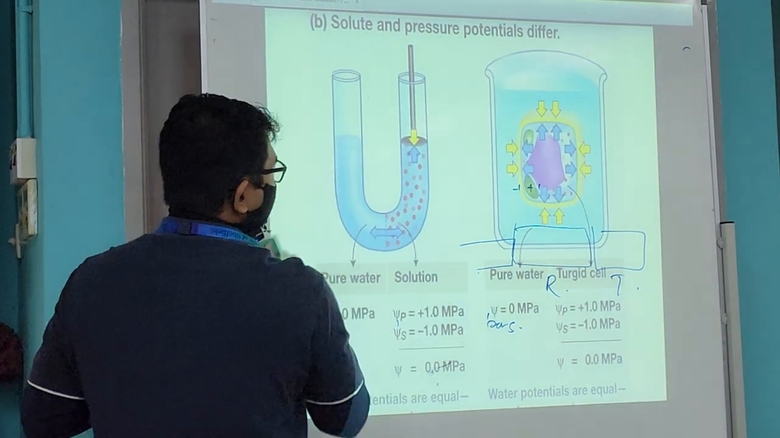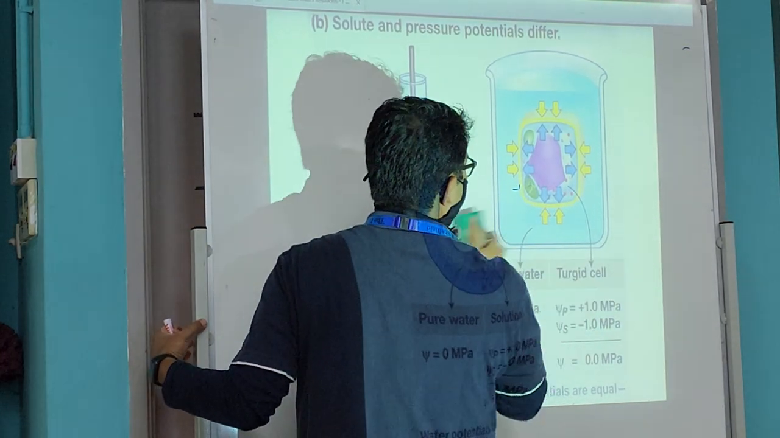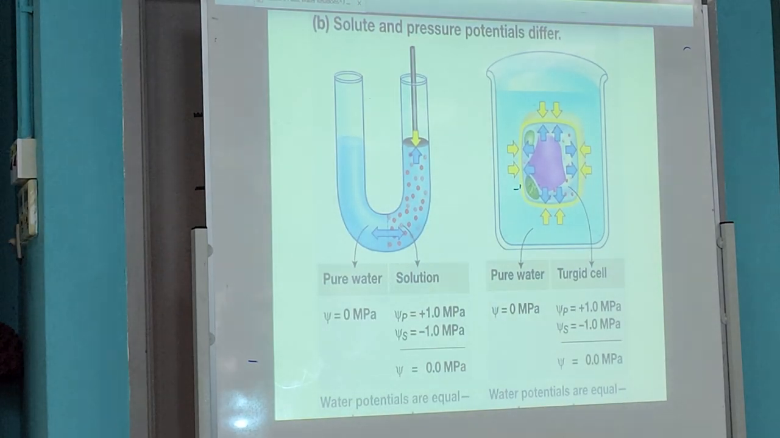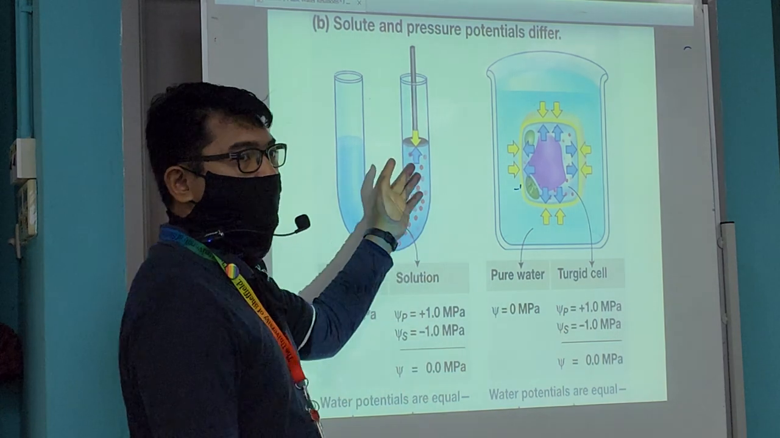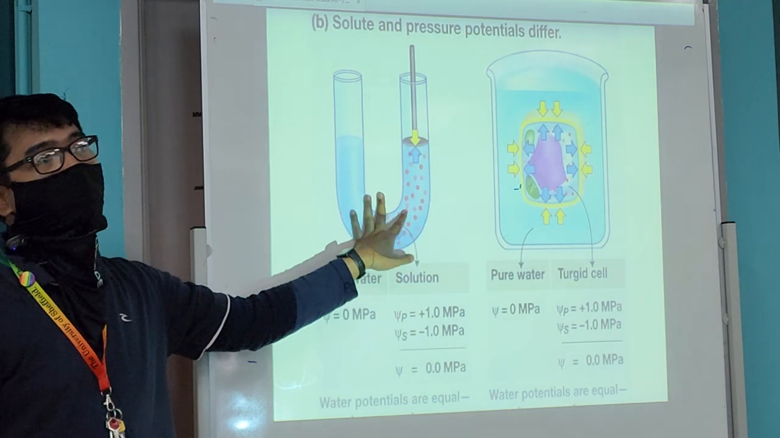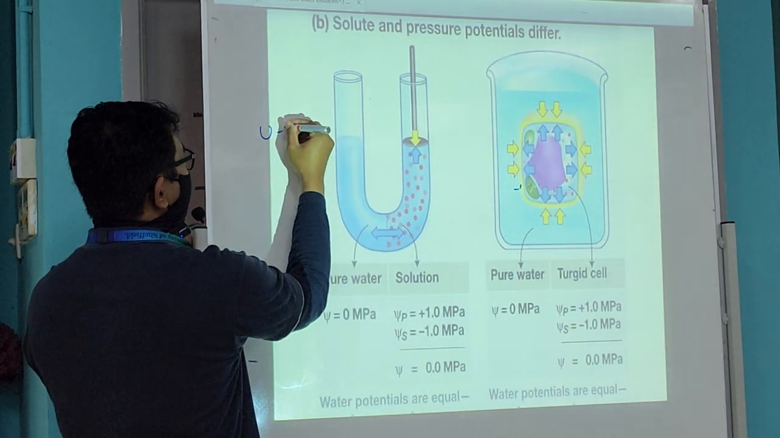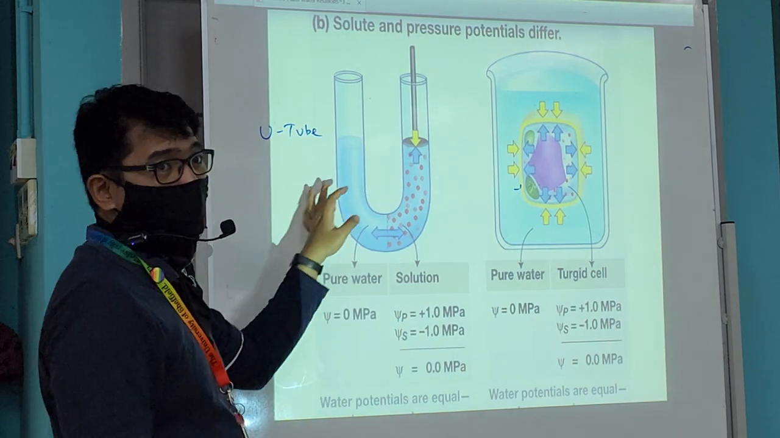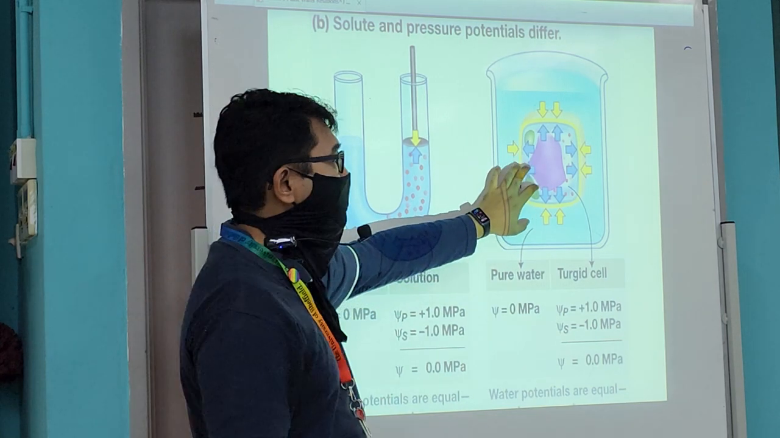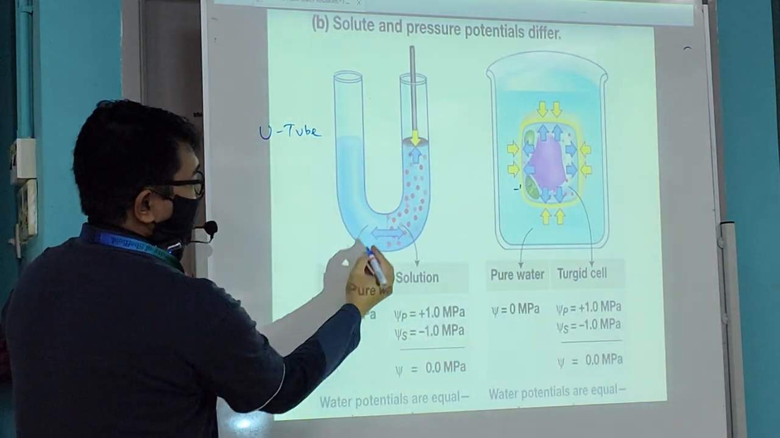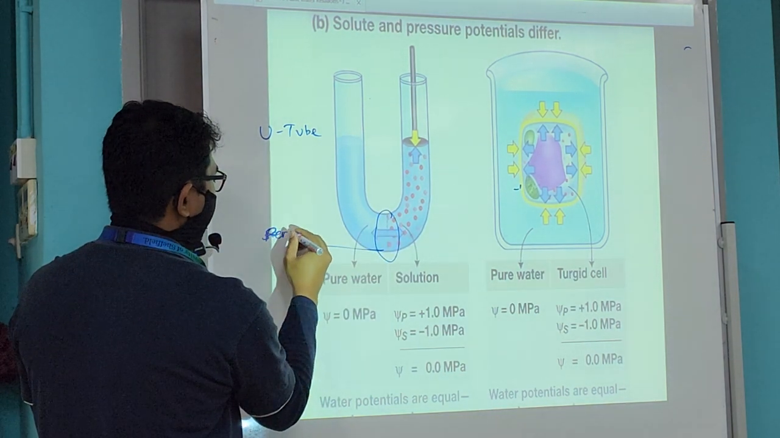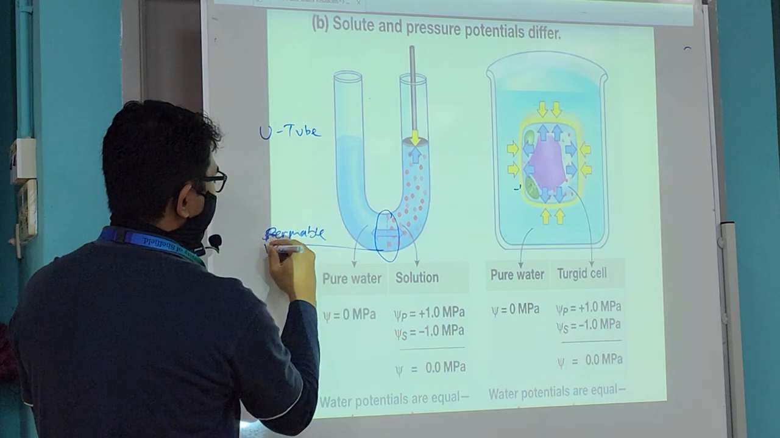Now, let's see how psi solute and psi pressure determine the water movement. So we've got two systems here. We've got the water in a U-tube, not the YouTube that you watch your cat videos on. This U-tube. This is called a U-tube as well. And also the cells in the beaker. You see this thing in the middle here? This is what we call a permeable membrane.